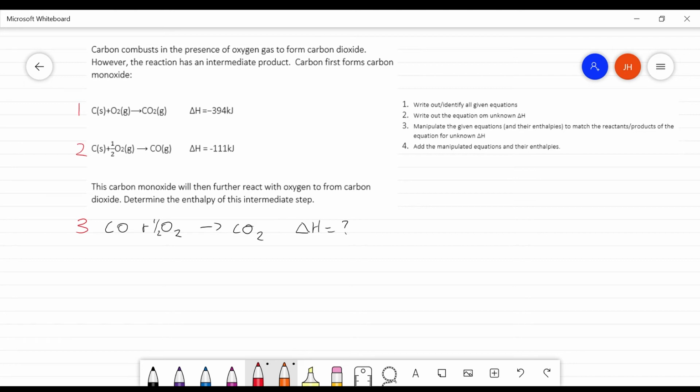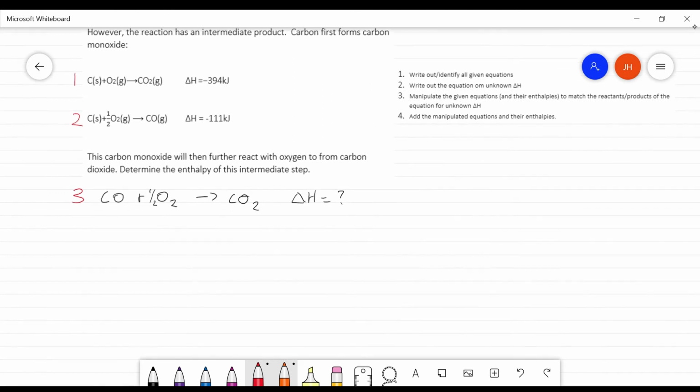If we look at step number 3 over here, we then need to manipulate the given equations and their enthalpies to match the reactants and products of the equation for the unknown delta H.